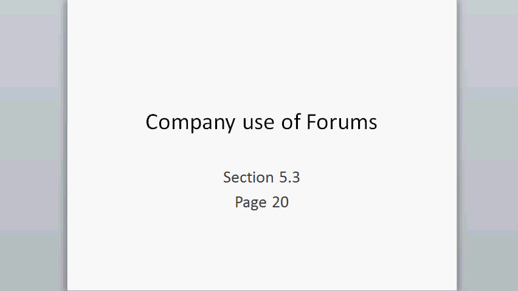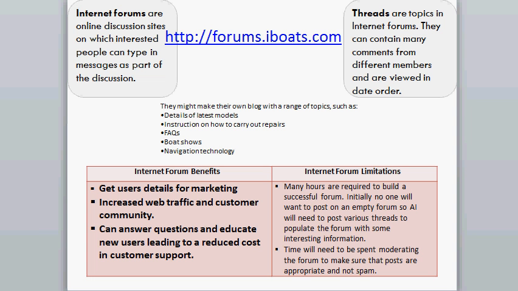In this section, we're going to have a look at how Aqua Inflatables could use a forum. Now, a forum is an online discussion site on which interested people can type in messages as part of a discussion. And they're generally made up of things called threads. So a thread is a topic in an internet forum. They can contain many comments from different members and are viewed in date order. And this is quite important. They're always viewed in a kind of chronological order.